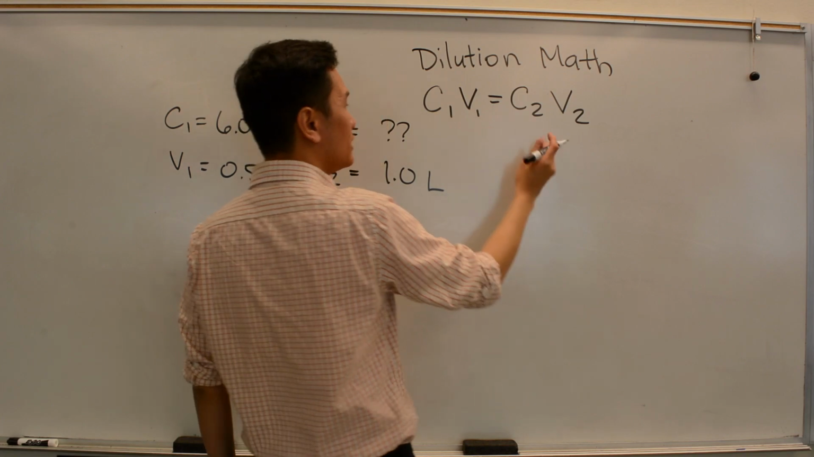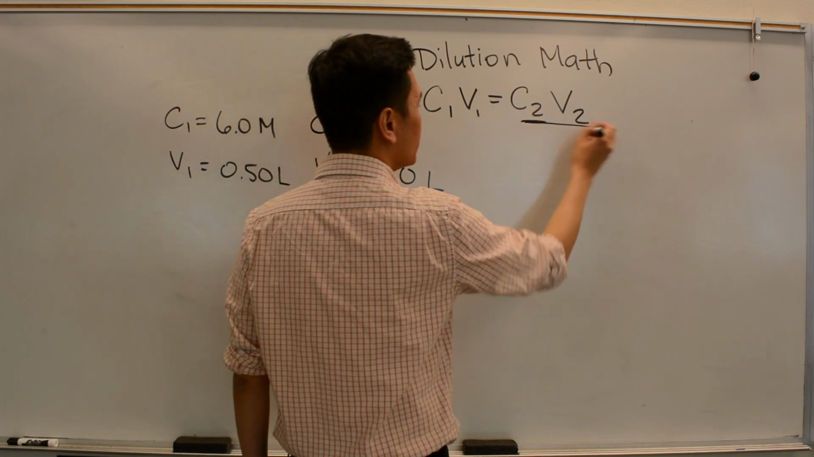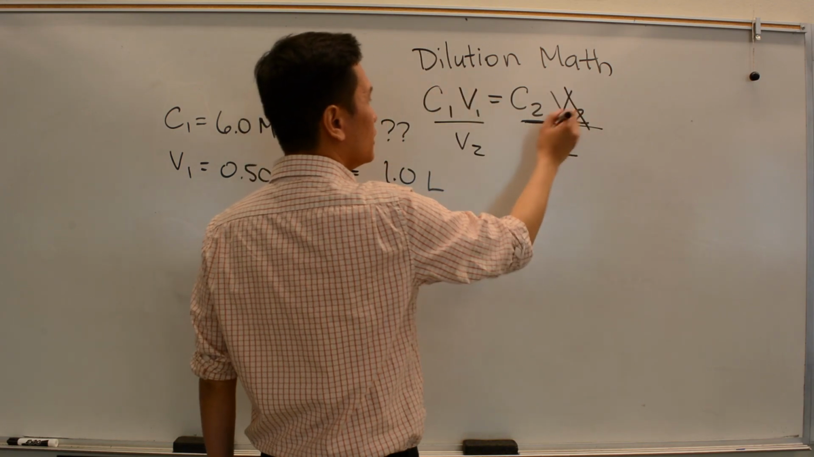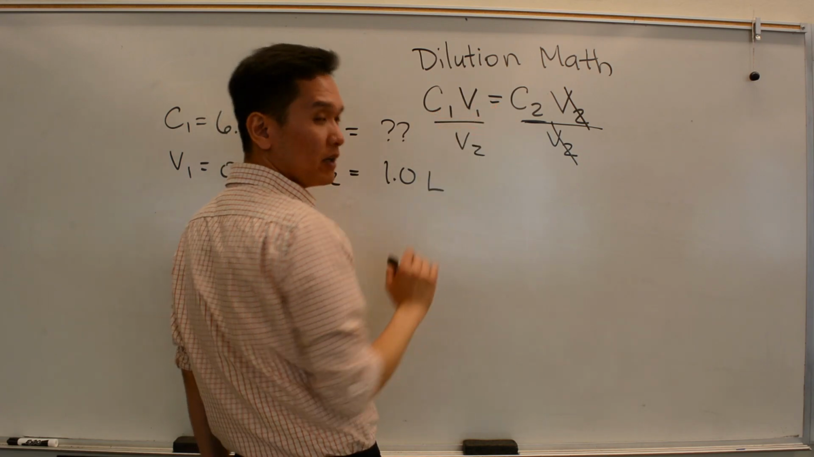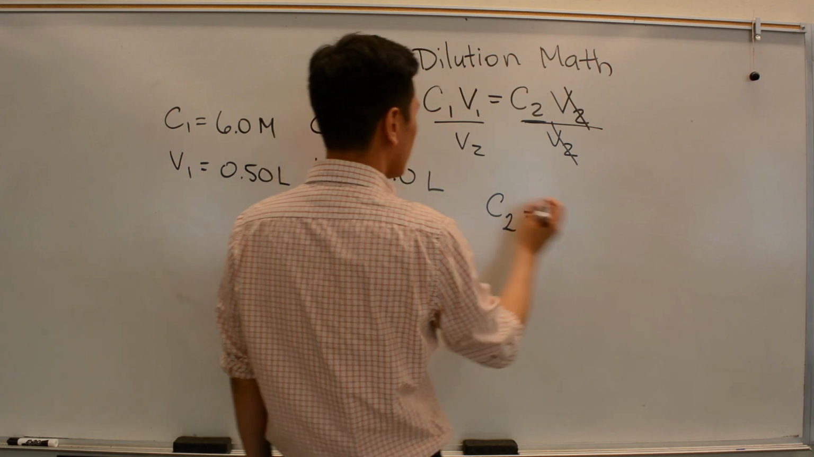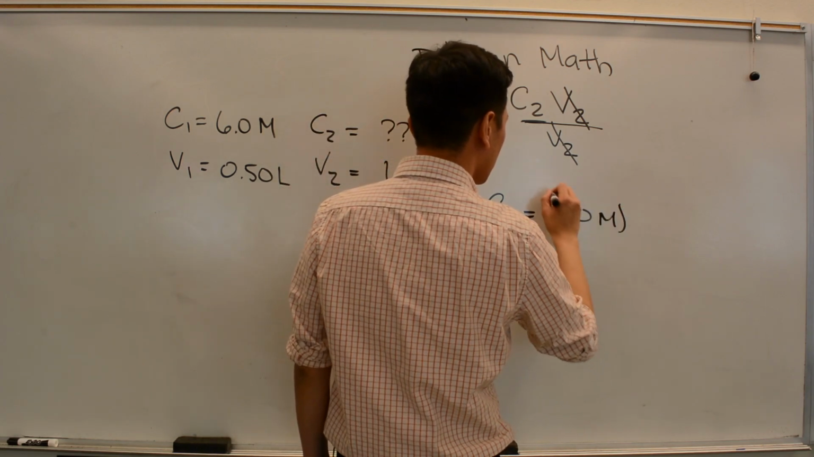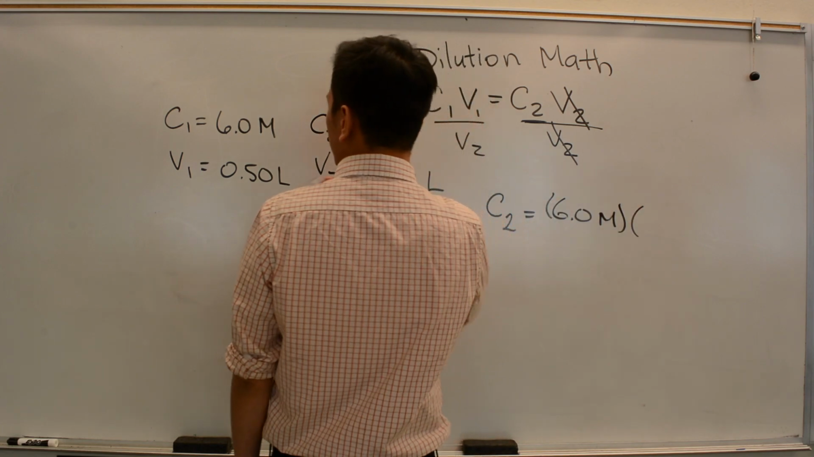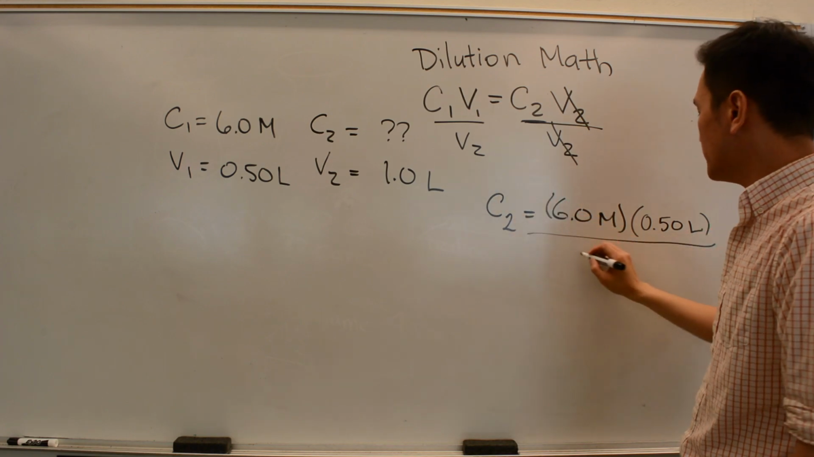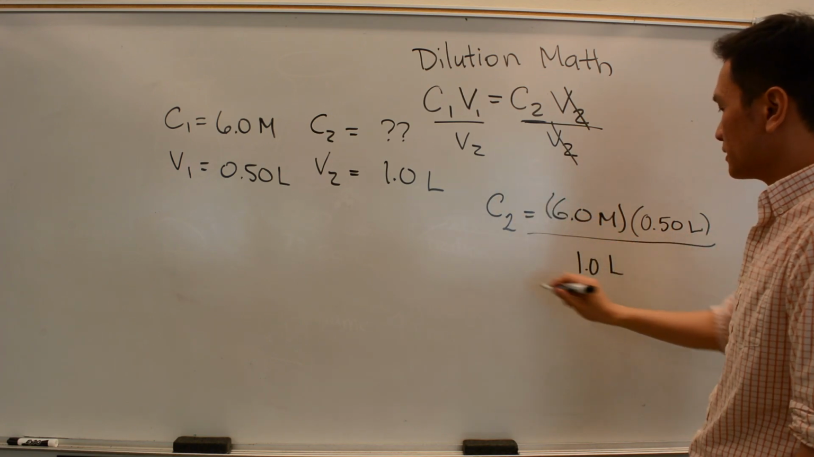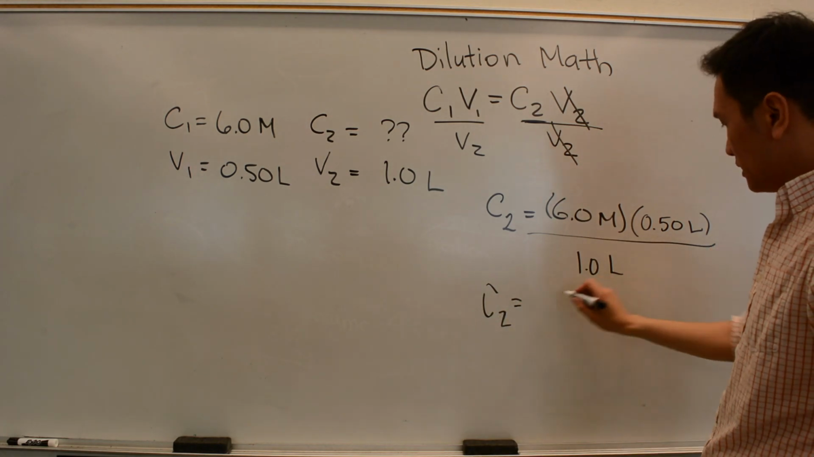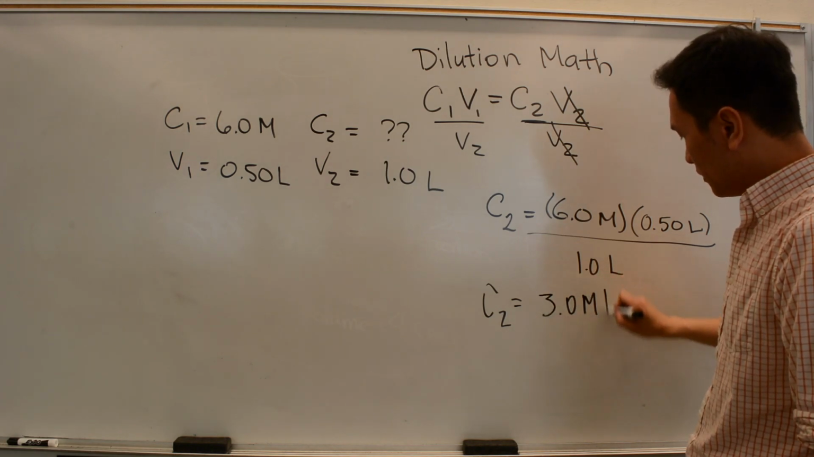Rearranging this equation, I want to solve for C2. That means I have to divide both sides by V2. So C2 is equal to C1 V1 divided by V2. C1 in this case was 6.0 molar times V1, 0.50, divided by V2, 1.0 liters. So this comes out to be 3.0 molar.